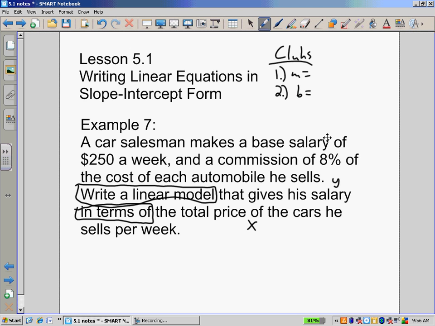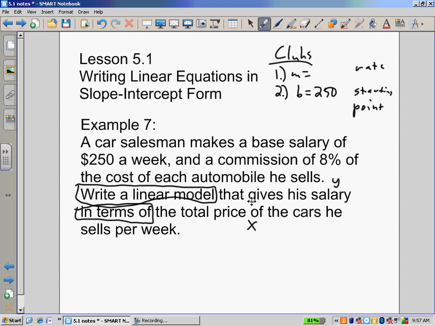We can see, car salesman makes a base salary of $250 a week. Okay, now is that a rate or is that a starting point? Well, the interesting thing here is that it's both. He does make $250 each week. But you're talking about for each individual week, that's how much he's going to get. No matter what he does, he will make $250. So really, that's his starting point in this case. He makes $250 a week, bare minimum. If he just sits in a chair all day, he gets $250 a week.